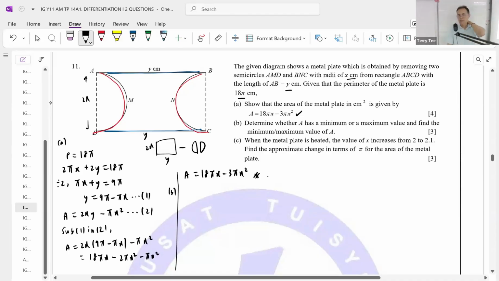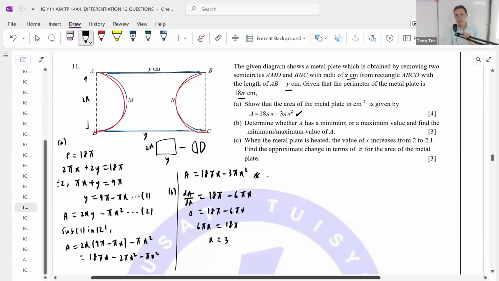Okay. Next, determine whether A has a minimum or maximum value. Find the minimum or maximum value of A. So we've done something like this many times, right? Just differentiate dA/dx. That'll be 18 pi minus 6 pi x. So let your dA/dx be 0. Maximum happens when this is 0. Bring it over. 6 pi x is 18 pi. 18 divided by 6, answer x is 3.